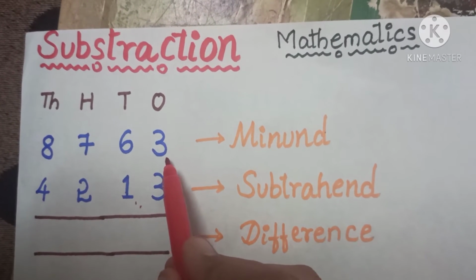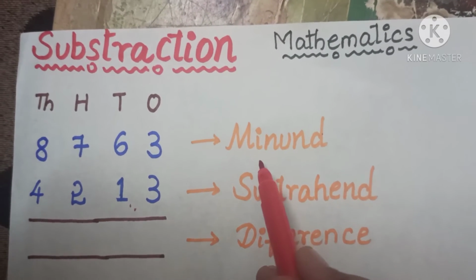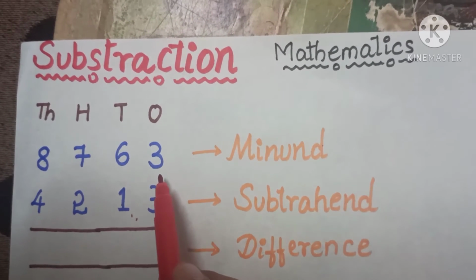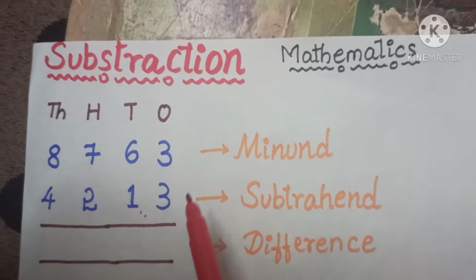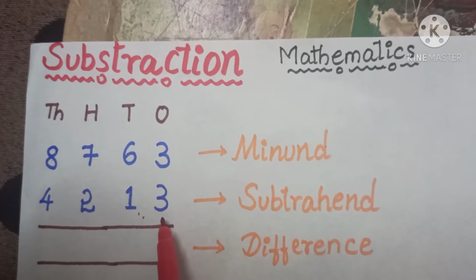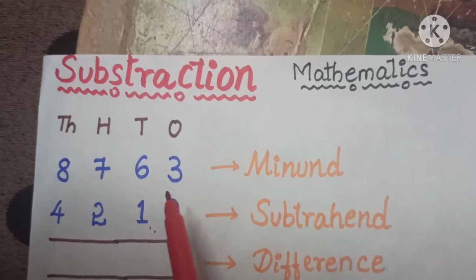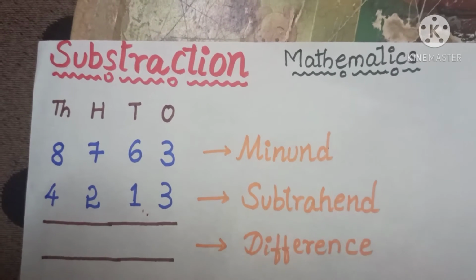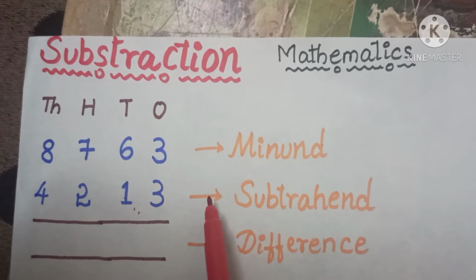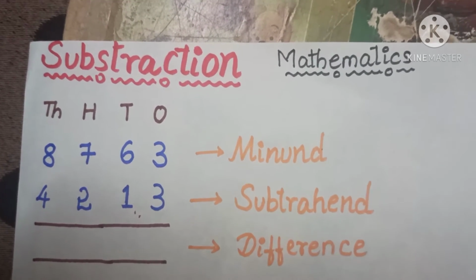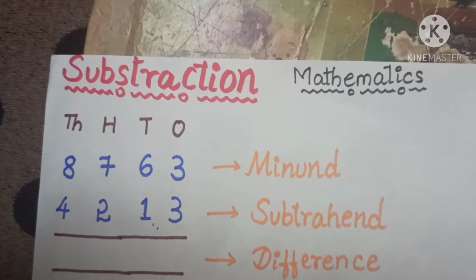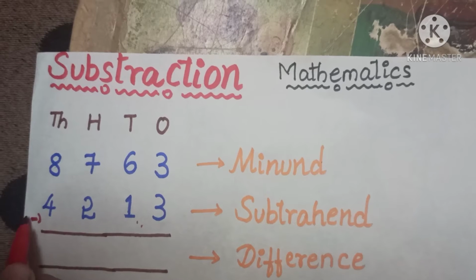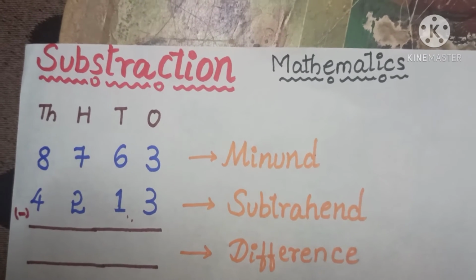So we consider the bigger number as minuend, the number which is going to subtract the other number. Here 8763 is going to subtract 4213. So we call 8763 as minuend and 4213 as subtrahend. Now we shall find the subtraction so that we could find the value, or the difference.